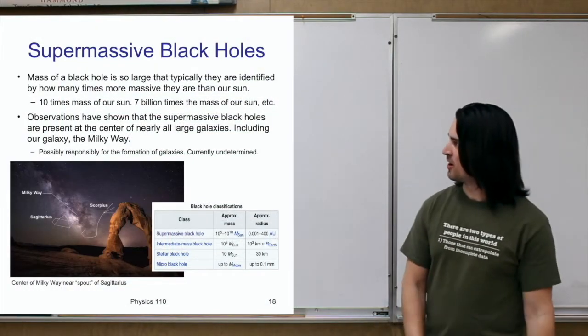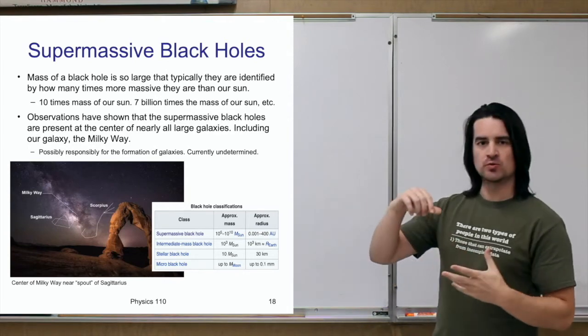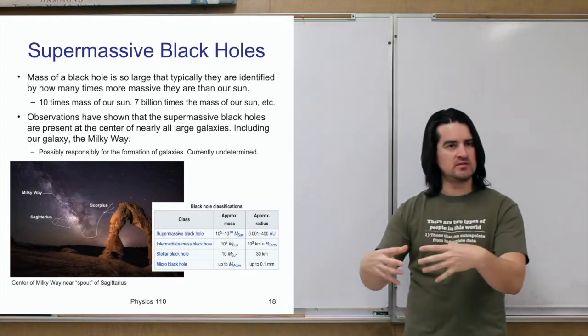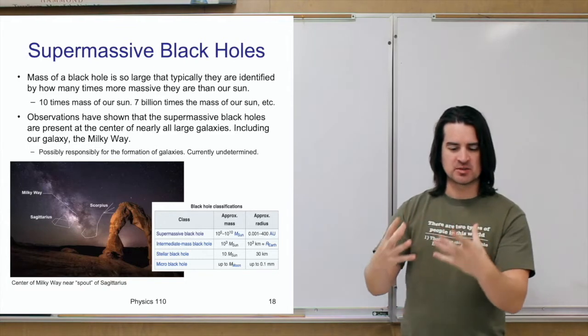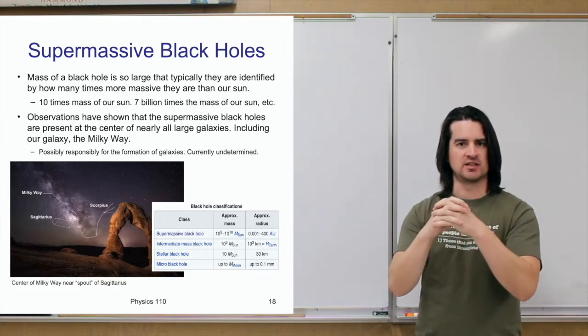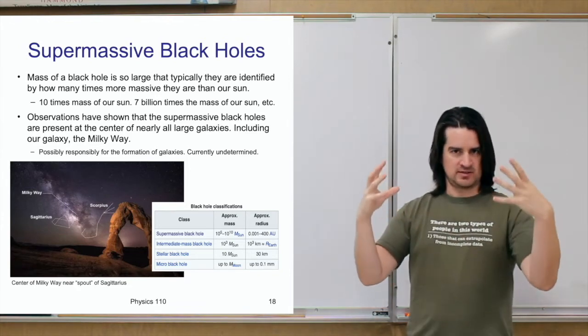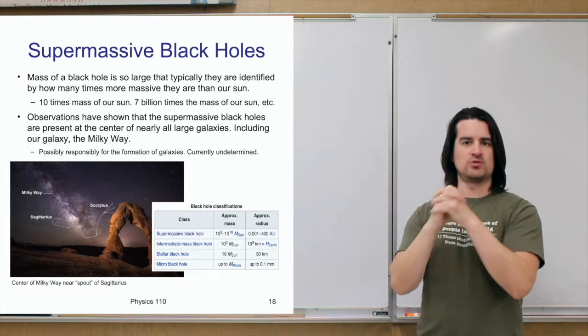Alright, so a little bit more about black holes. The amount of mass that you need to have a black hole, like I said before, depends on how concentrated that mass is. So really, it's the density of matter, of mass, that makes sense. If you can fit enough mass into a small enough space, you can create a black hole.